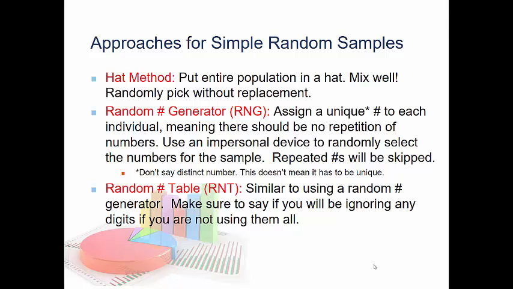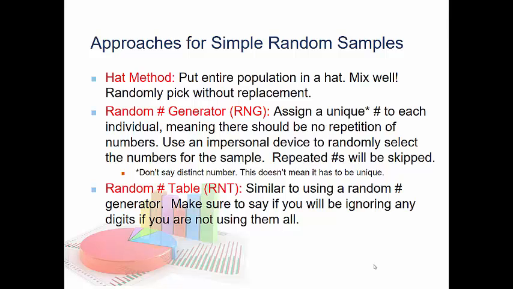Another way you can do it is use a random number generator, and you could assign a unique number to each individual, meaning there's no repetition. And then use something impersonal to randomly select from those numbers. Now, another way we could do it, for example, at Cedar Ridge, all our students already have a unique ID number. So we would just use a random number generator to pick their ID numbers, knowing that I think there's 6 digits.